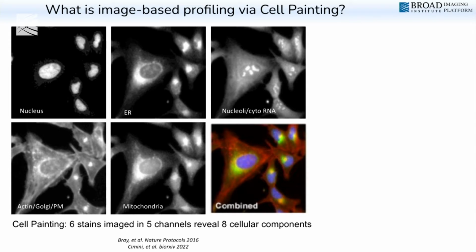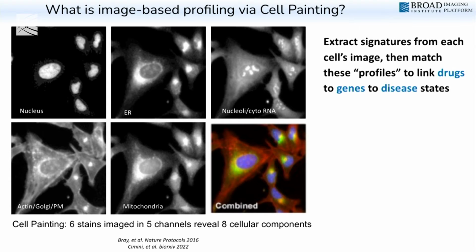The assay was designed with just dyes. There's no antibodies, so there's no wash steps and so on. It's really straightforward from that perspective. And it captures the basic organelles. So these are a cell biologist's favorite set of organelles in order to look at the basic structures. And when we extract data from all these different channels within the images, we can use these profiles to link drugs and genes and diseases.